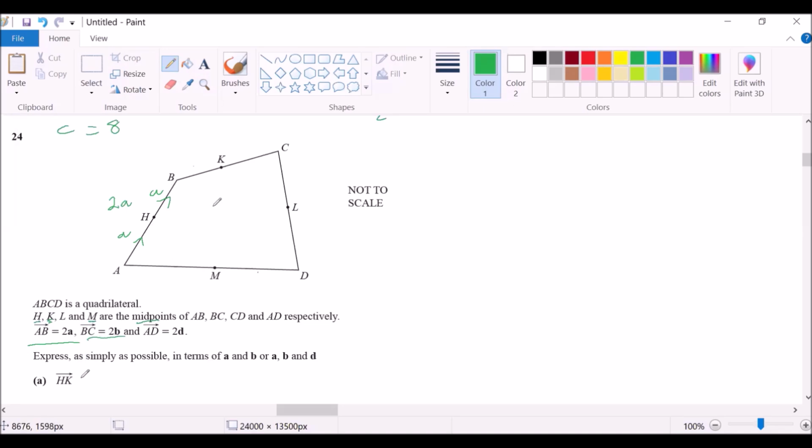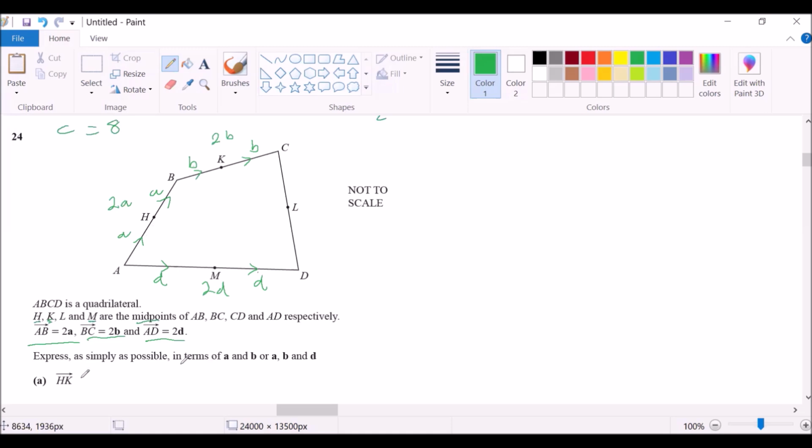BC is equal to 2b. Since K is a midpoint, BK is equal to b, KC is equal to b. AD is equal to 2d. Since M is a midpoint, AM is equal to d, and MD is also equal to d. Take note of the direction of b, a, and d.